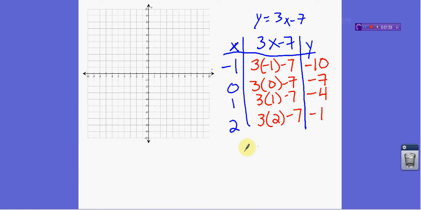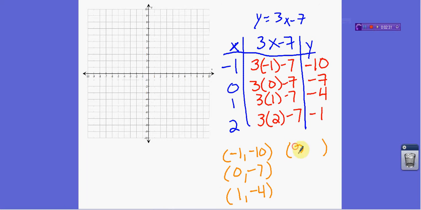Alright, so let's see. We'll use orange. I want to write my ordered pairs that I get from my chart. -1 is paired up with, that's a mistake. Let me erase that here. -1 should be paired up with -10 from the chart. There we go. 0 is paired up with -7. I'm going to run out of room, so I'm going to have 1, -4, so I'm going to put my other ordered pair up here, and I have 2, -1.